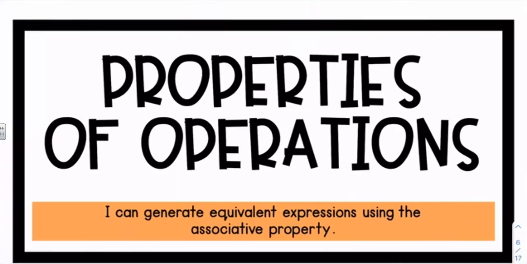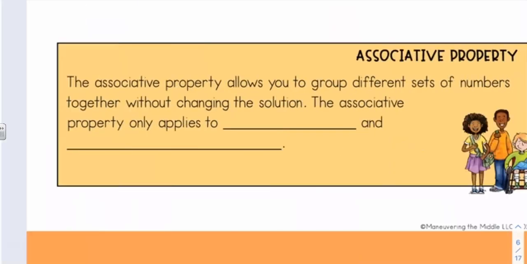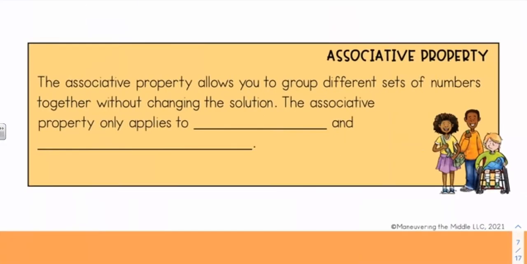In this video, we're going to generate equivalent expressions using the associative property. The associative property allows you to group different sets of numbers together without changing the solution. Just like the commutative property, the associative property only applies to addition and multiplication. So again, we're going to explore that and prove that on the next slide.